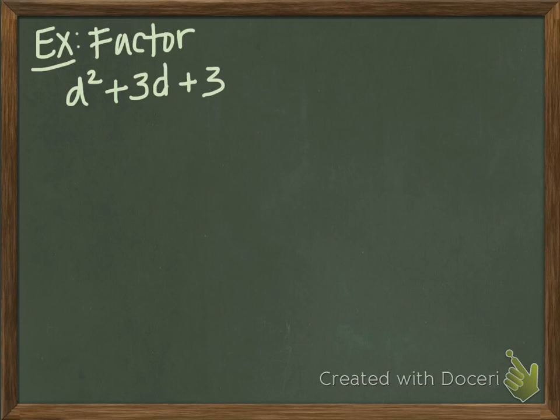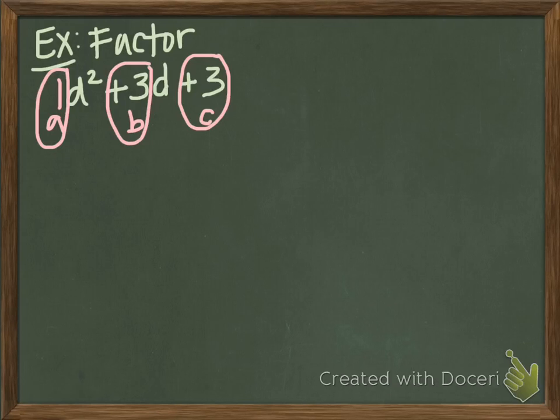And this is the last example. Step 1, factor out the GCF. No GCF. Remember, there's a 1 in front of d squared. They don't have any factors in common other than 1. Step 2, identify your A, your B, and your C. Our A is 1. Our B is positive 3. Our C is positive 3.